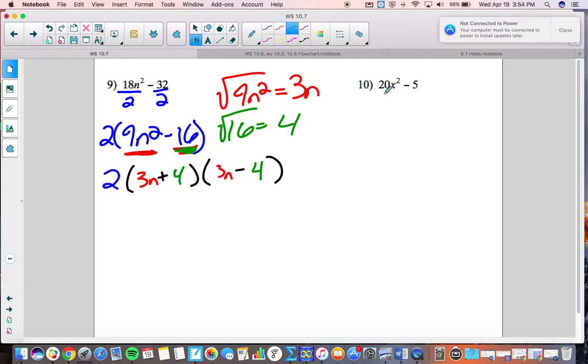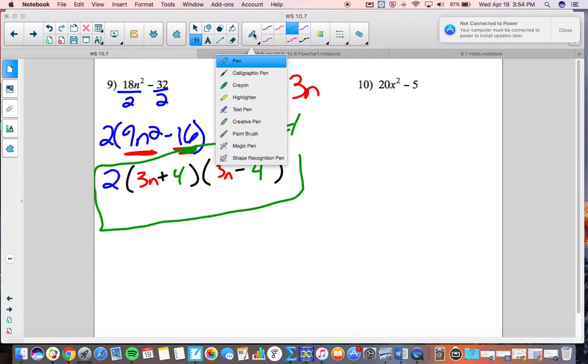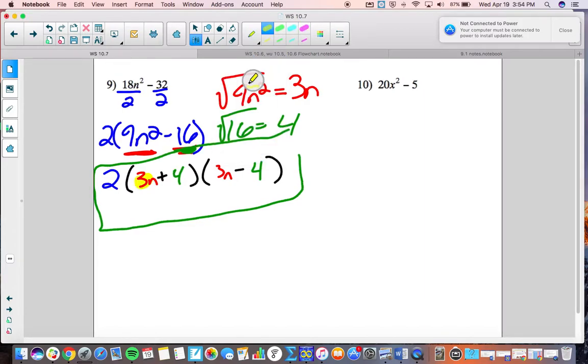Let's try that over here. By the way, this is the final answer. And that difference of squares, if you think about what I have highlighted here and here, if you were to FOIL this back together, you'd get 9n squared. You get a negative 16. You'd also get a 12n with this multiplication and a negative 12n with that multiplication. So that 12n and negative 12n cancel out. That's why there's no middle term.